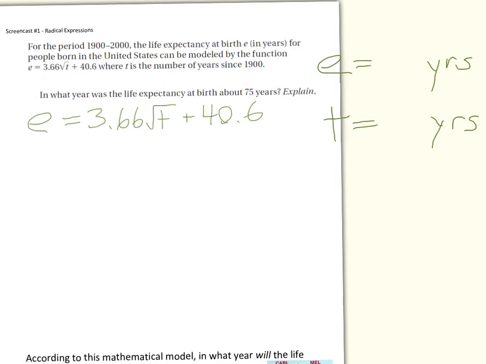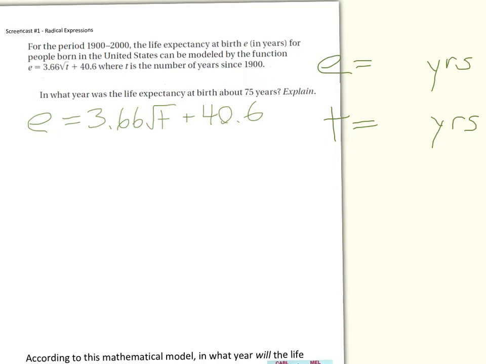Which means, knowing that, we are ready to go. First and foremost, do we know one of those two variables? Well, if we look at the question again, it says, in what year was the life expectancy at birth about 75 years? So that 75 we know is going to be important.